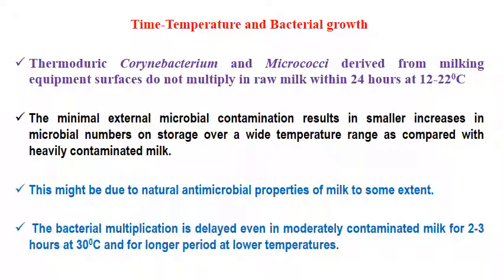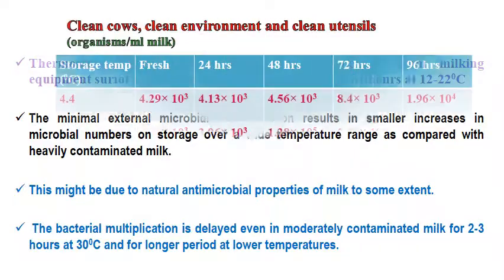The bacterial multiplication is delayed even in moderately contaminated milk for 2 to 3 hours at 30 degrees Celsius and for a longer period at lower temperature. So when the contamination is at a moderate level, still the milk will be okay for 2 to 3 hours at 30 degrees, and it will stay okay for an even longer period at a lower temperature.